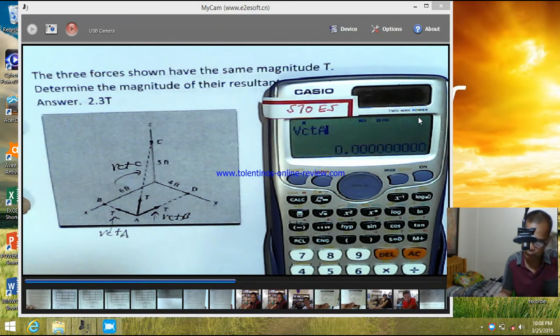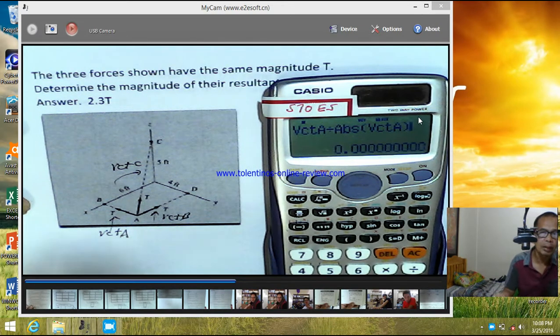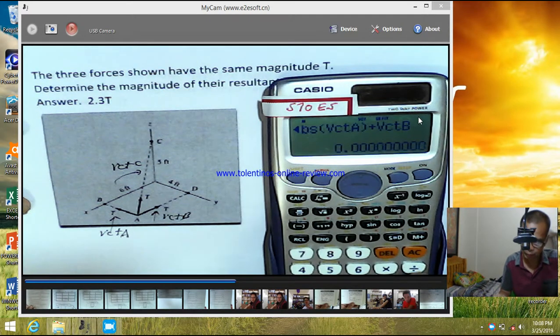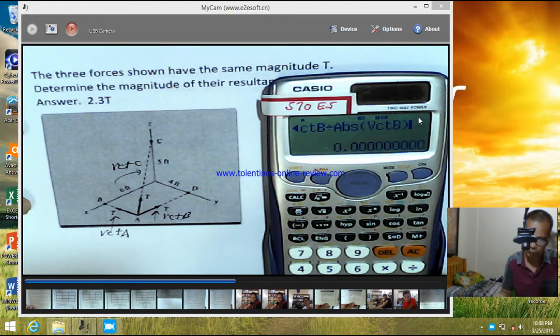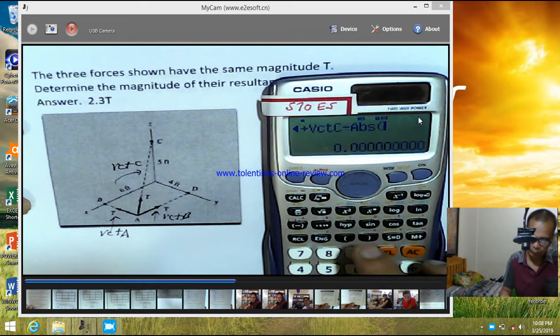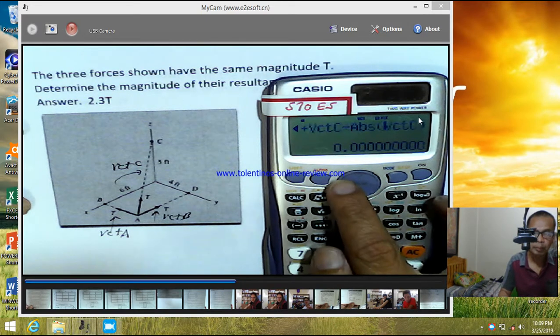shift 5, 3 divided by shift 5, 3. This is a unit vector of A plus shift 5, 4 divided by shift 5, 4. That will be a unit vector of B plus shift 5, 5 divided by shift 5, 5. This is gonna be the unit vector of C.